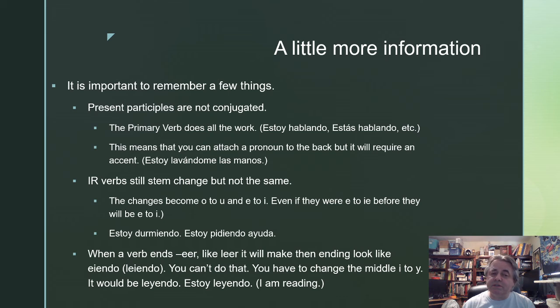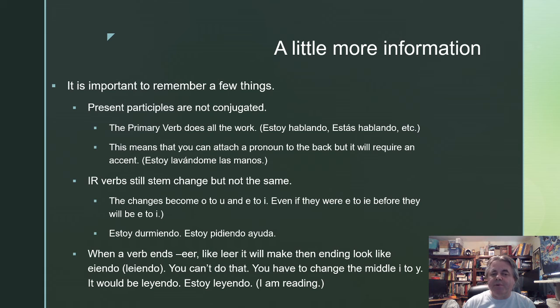The other thing that you should see is that lavando has an accent on the A. Whenever I add a pronoun to the back of a present participle, because it doesn't end in AR, ER, or IR, if I add a pronoun, it's going to get an accent. And that accent's always going to be where that stress would have been before I added the pronoun. So I would have said lavándome. We hear that stress happening on the second A, lavándome, and so that's where the accent's going to go. And that's why I have estoy lavándome las manos. I am washing my hands.